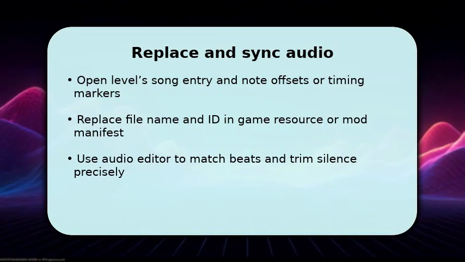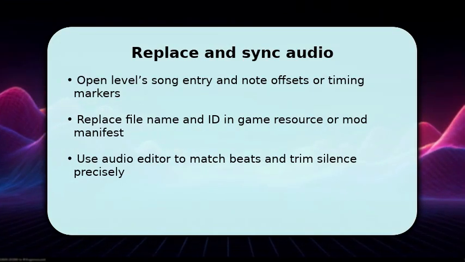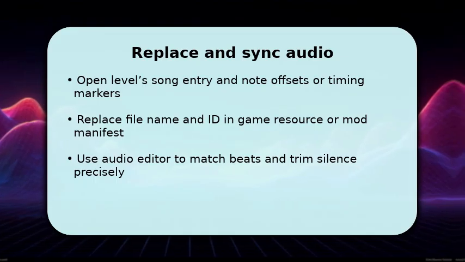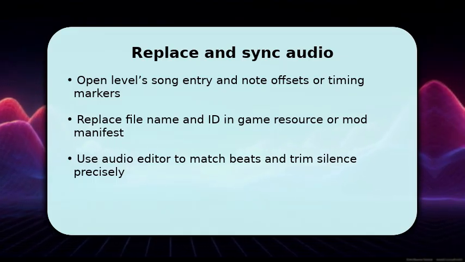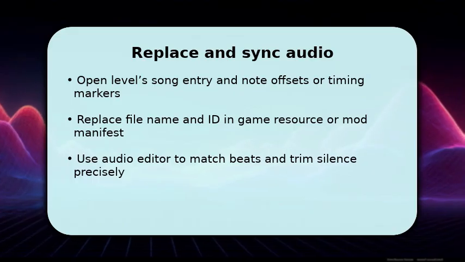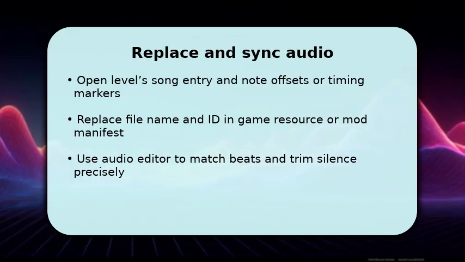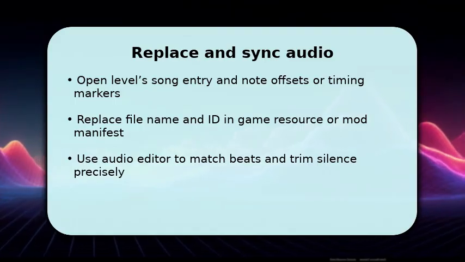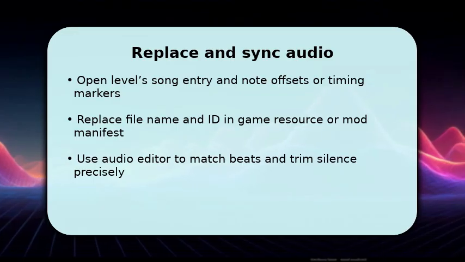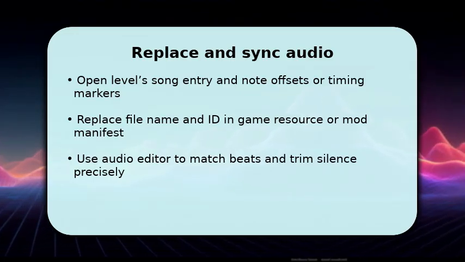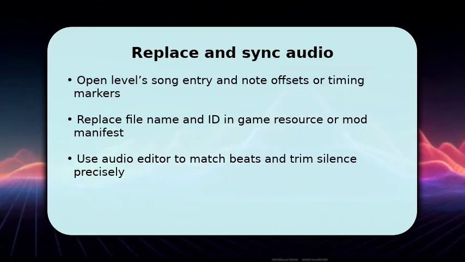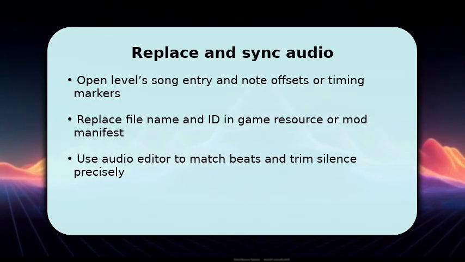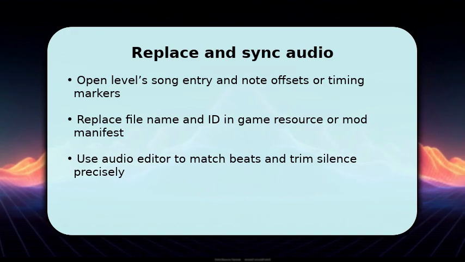Now you perform the replacement and align the timing. Open the level data to find the song file name, ID, and any offset values. You'll update these to reference your new file. Replace the audio in the game's assets or import through the custom song manager, making sure file names and ID match exactly. Use your audio editor to trim silence and nudge the waveform so beats align with level triggers. Re-export and confirm the duration and sample rate remain identical.